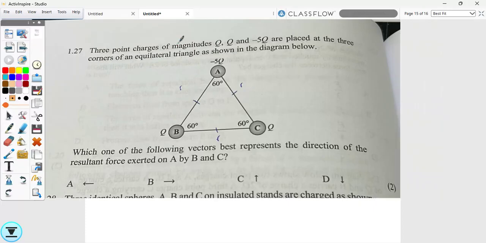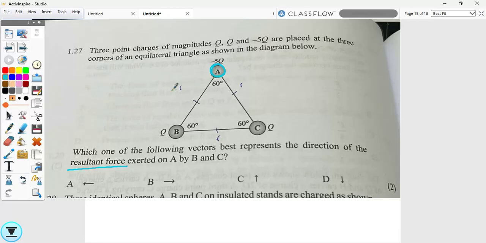3 point charges are placed in three corners. Again, the triangle is given. Which of the following vectors best represents the direction of the resultant force exerted on A by B and C? So again, we're going to highlight A and we're going to focus on the forces acting on A. So you can do it in the diagram roughly again. So again, this is Q and Q. So the force between B and Q is going to be the same as the force between C and Q. This time it's negative and positive. So what will they do with each other?